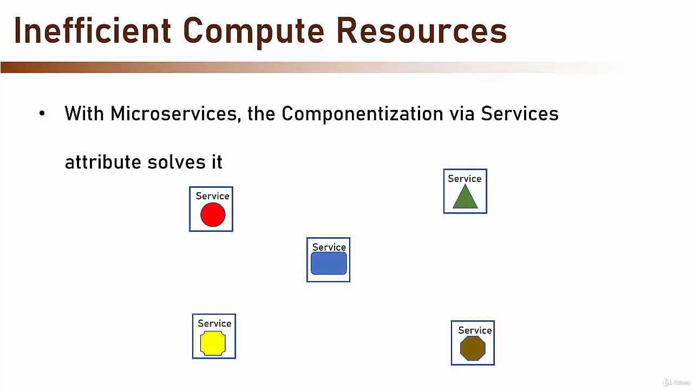This is the system with the 5 services, each in its own process. And as you can see, we allocate different resources for each one of them. For example, a service that does not need a lot of resources is assigned 2 vcores and 4 GB of RAM, but another one, which probably does a lot of computations, is assigned 8 vcores and 16 GB of RAM. And as we said, this is possible because every service runs in its own process. And this is how microservices solve the inefficient compute resources problem.